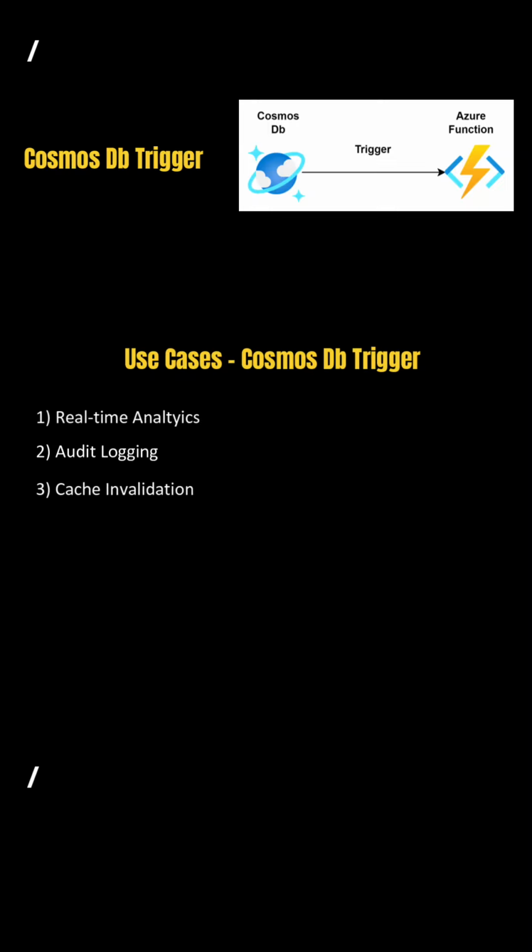Real-time analytics, audit logging, and cache invalidation are a few use cases of Cosmos DB trigger or any database trigger.